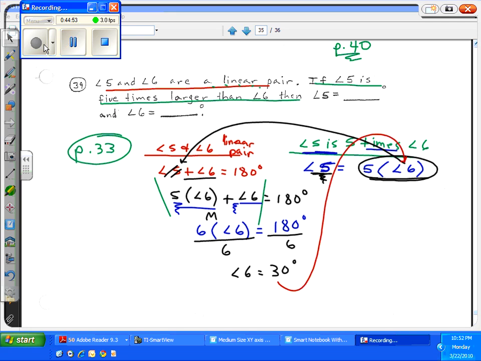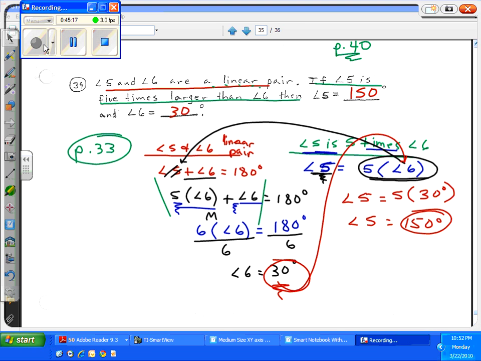Now that we have angle 6, we can plug it in place of angle 6 over here and get angle 5. So we have that angle 5 is equal to 5 times angle 6, which we found to be 30 degrees. And so angle 5 is equal to 150 degrees. So angle 5 is 150 degrees. Angle 6 is 30 degrees. Any questions on number 39?